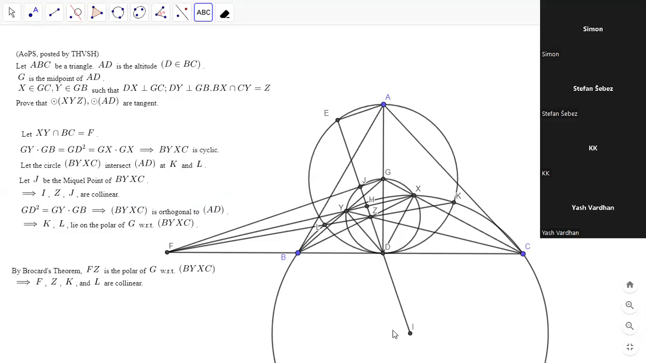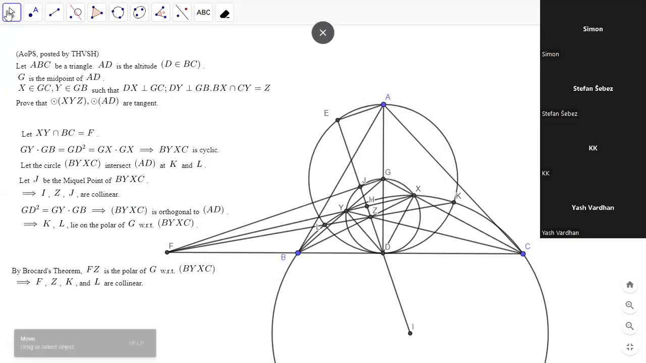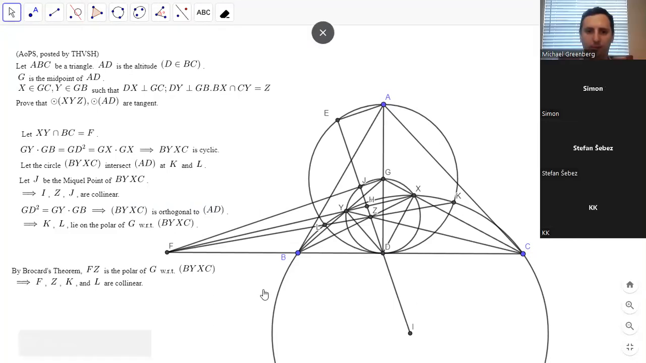So then that means Z also has to be on the polar of F with respect to this, basically. So that's interesting. We're saying since Z is on the polar of F with respect to this circle, it's also on the polar of F with respect to this circle. It's not hard to show: since one is in harmonic conjugation, the other is also, right? That kind of makes sense. Yeah, that's true. Okay.